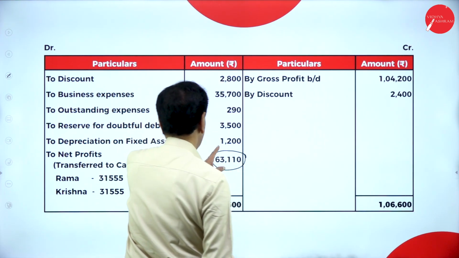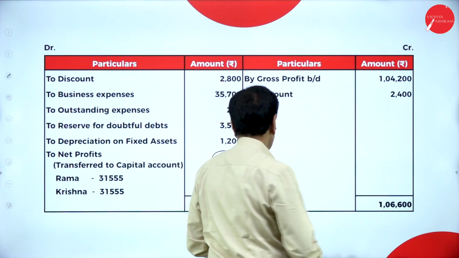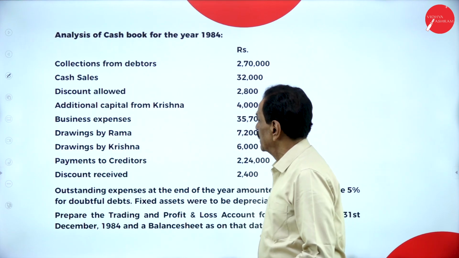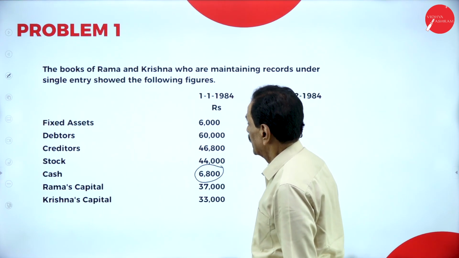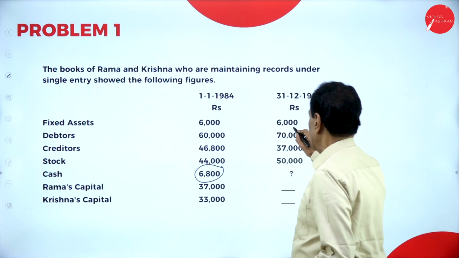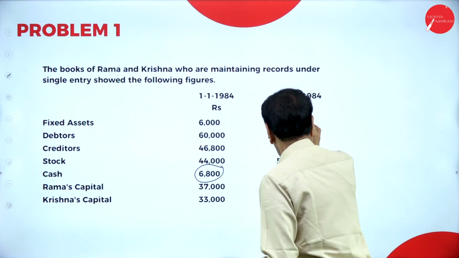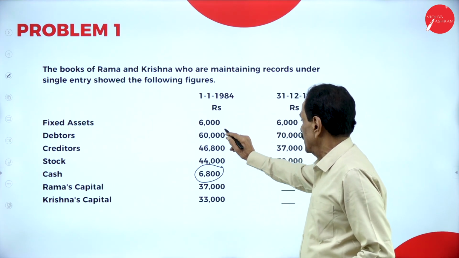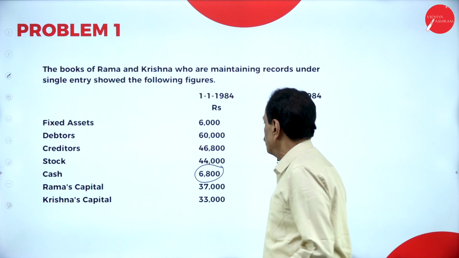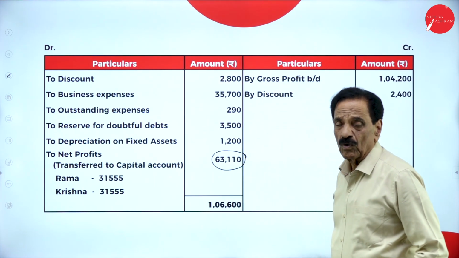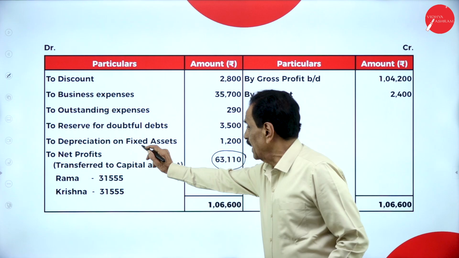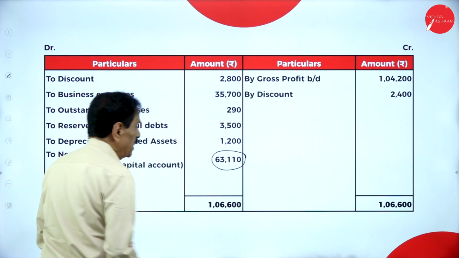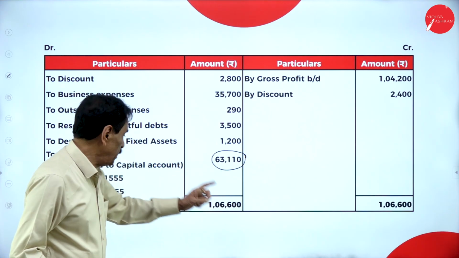63,110. So depreciation on fixed assets, if you see your fixed asset, you can understand. Come back here. 6,000 is there. 20% of this 6,000 will be 1,200. Then 5% on 70,000 is 3,500. Difference is 63,110.